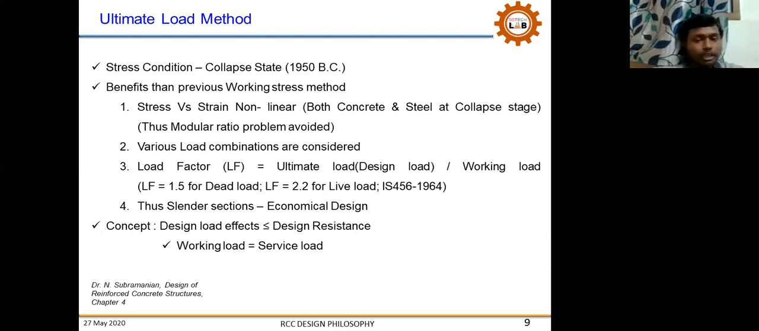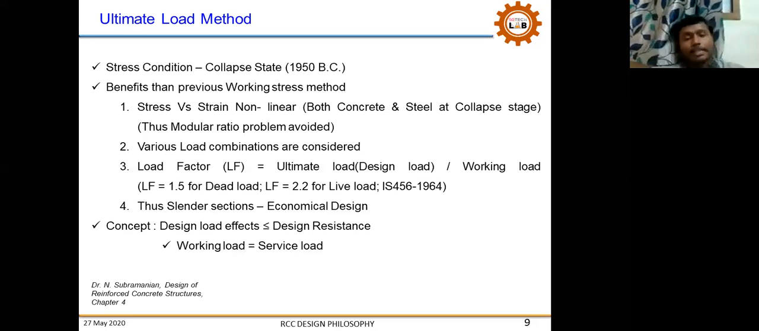Stress versus strain is non-linear. They take the curvature of the stress-strain curve of concrete and steel at collapse level. Remember, at collapse level, this is the more important thing in the ultimate load method. They consider the highest point, the highest failure of the material, take that as the stress versus strain curve and design with its help. The basic problem here is the collapse state, but they wanted to formulate this because it will help much more in saving materials and other things. That's why they wanted to design for the collapse state, the ultimate strength.